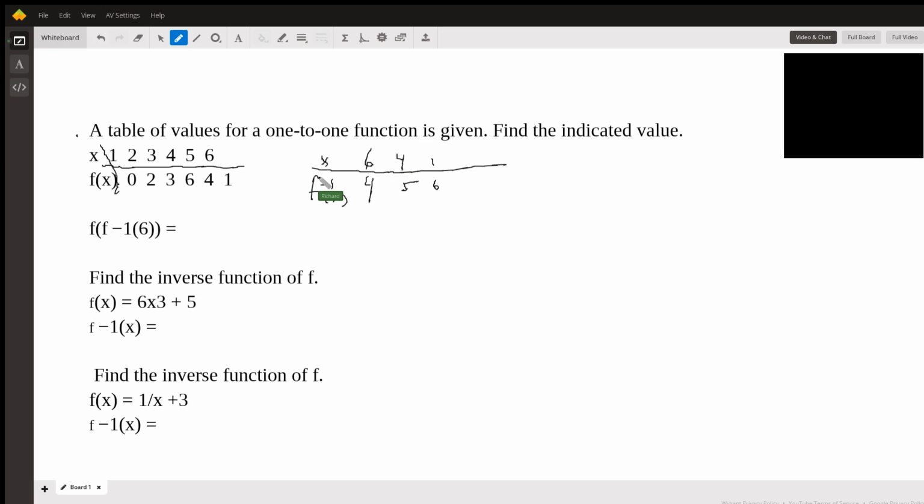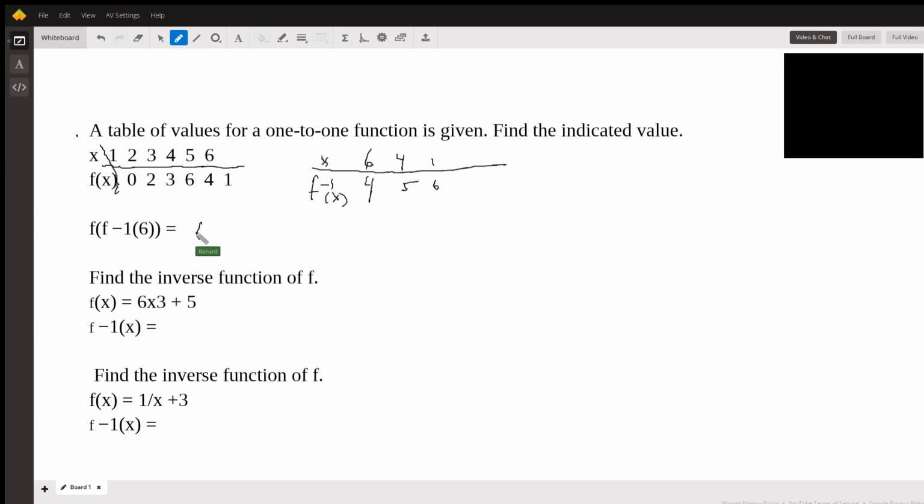Hopefully this is the way you were taught in school. So to find the coordinates of the point on f inverse, you just flip the x and y coordinates for f, the original function. So we're going to come over here and do this problem.